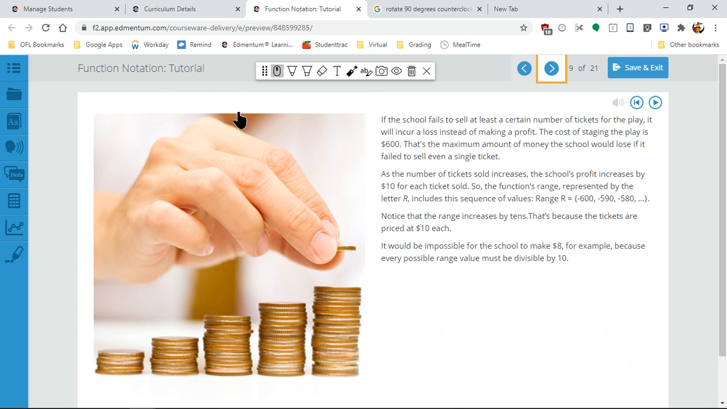So here we're going to talk about all of our ranges. Like I said, if nobody bought a ticket, because we can't have a negative. I don't even know what a negative ticket would be, to be honest. Our inputs would be anywhere from zero.